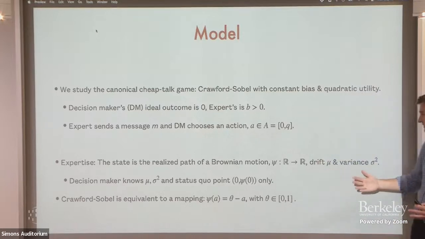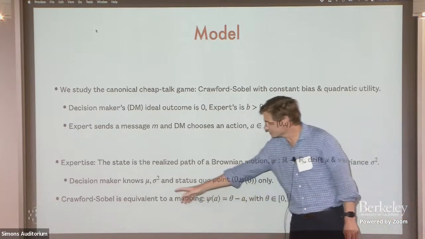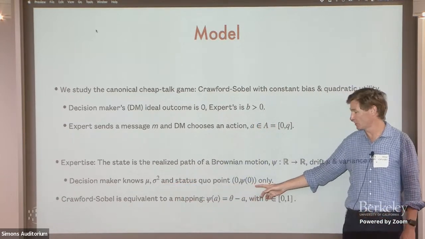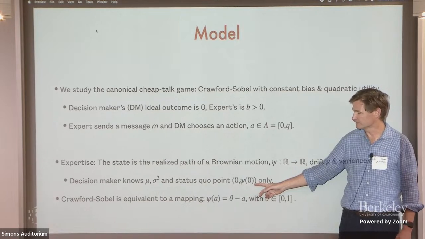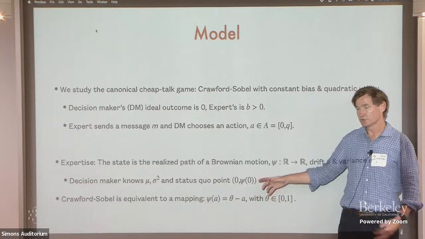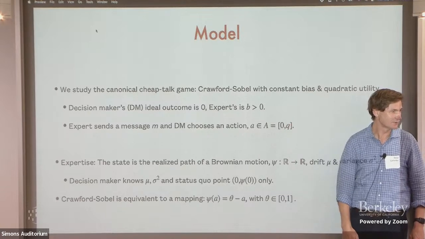All right, so what's the expertise? As I said, I'm going to model it as the realized path of a Brownian motion, with drift mu and variance sigma squared. These things are known. Everybody knows how the world is generated, as a Brownian path. The expert knows the whole path, the whole realization. The non-expert, the decision maker, knows the drift and the variance, and we're just going to assume he knows a starting point, a status quo point, so the outcome of action 0. We can relax that too, but it makes it cleaner and easier to see. So this is a Brownian path. You all know what these look like, very complicated, jagged sort of functions.